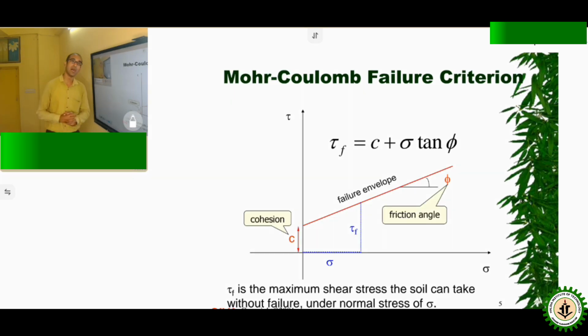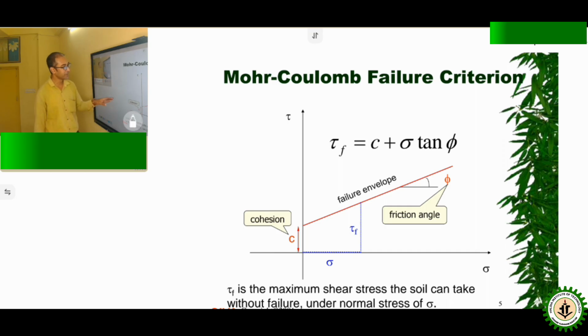So in shear strength, a very important thing is the Mohr-Coulomb failure criteria. In this criteria, the shear failure envelope is denoted, and we can also know the shear parameters. What are the shear parameters? Shear parameters are basically the cohesion and phi, the angle of shearing resistance, or you can say the frictional angle. So cohesion is C and phi is the frictional angle.